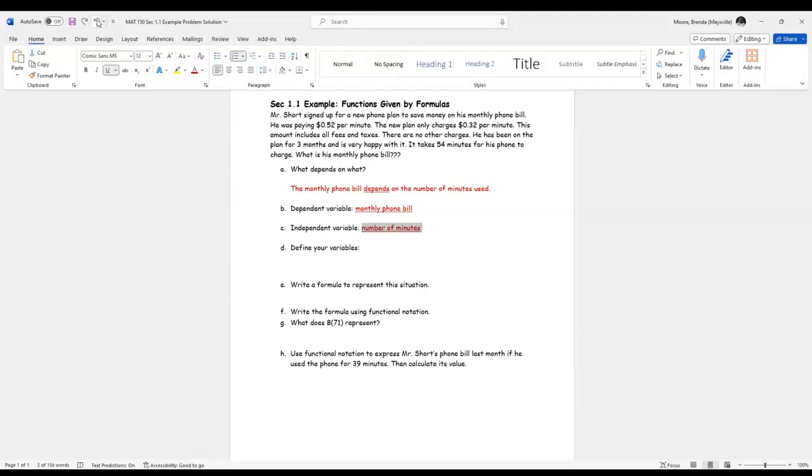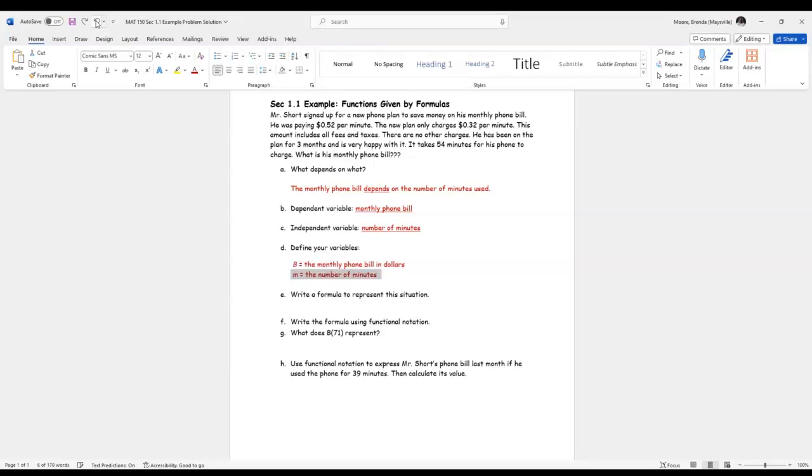We want to write a formula, but before we can write a formula to represent the situation, we have to define our variables. Remember, a variable is a letter that represents a number. You can pick any letter you want. I'm going to start with letter B. I want B to equal the monthly phone bill in dollars. I write the unit that I'm using. And M is the number of minutes.